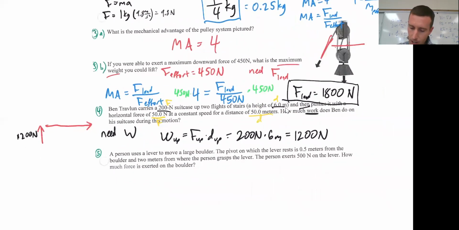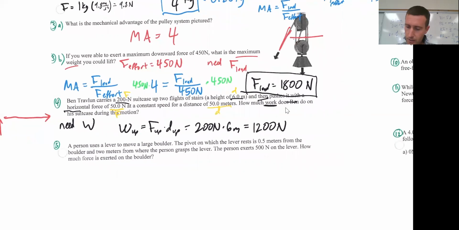Then the second part is horizontally. He pushes it horizontally along the floor, I think. Yeah. So now I'm going to do work sideways. I'm just going to use a little sideways arrow. It's just a note to myself. It is equal to the force sideways times the distance to the side. So that is equal to 50 newtons is my force from over here times 50 meters. 50 times 50 is 2,500, and the unit would be joules.